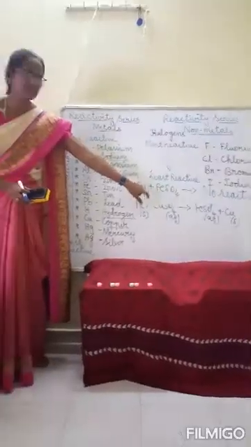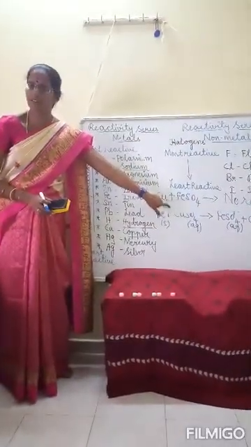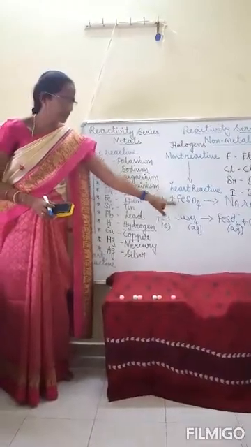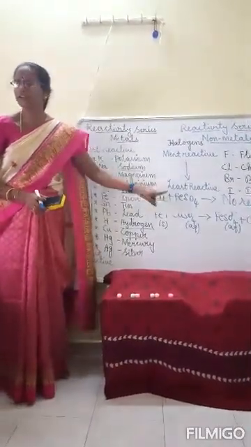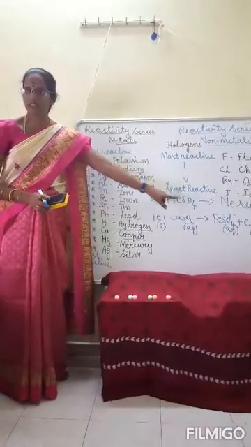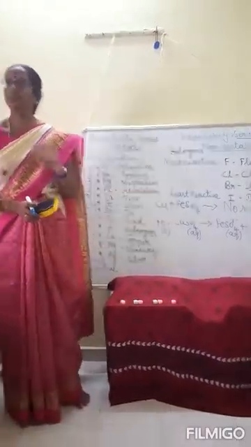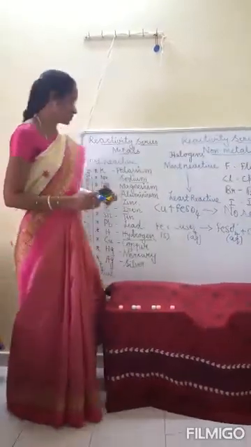Okay. So this point you have to keep in your mind. There is no reaction that takes place here. Here copper cannot displace iron. Right? Okay. Next we will move to the double displacement reaction.